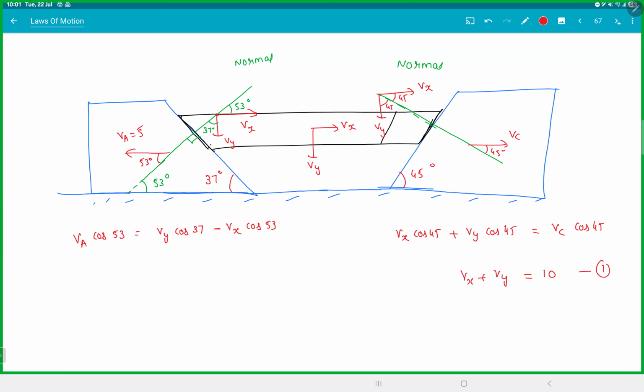Please ask me if you're confused with the equations. Check out the equations. So you have to take the components of Vx and Vy along this line and Va along this green line. Similarly, for Vc, you have to take in this green line and Vx and Vy in this line. So if there are two normals, velocity along the normals must be same. Then right, okay, you got it. If you got the equations, your job's done. Anyone confused with these equations, please ask.